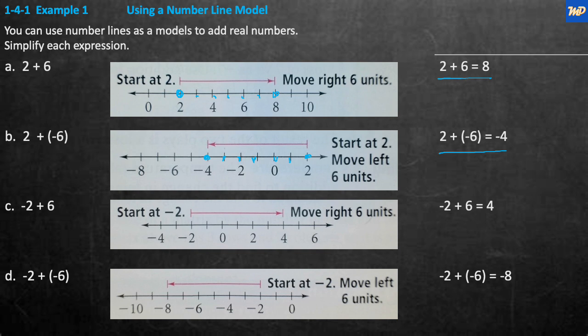How about C? Negative 2 plus 6. So we're going to start at negative 2 right here. We're going to add 6. 1, 2, 3, 4, 5, 6. We end up at plus 4. Negative 2 plus 6 is equal to 4. And finally here at D, negative 2 plus negative 6. We're going to start at negative 2 and we're going to subtract 6, which means go to the left. 1, 2, 3, 4, 5, 6. We ended up at negative 8. So negative 2 plus negative 6 equals negative 8.